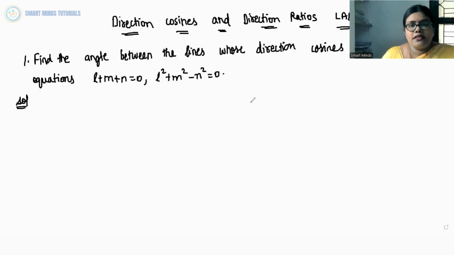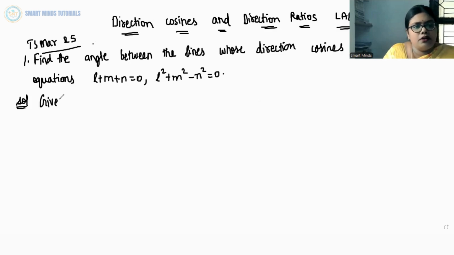Let us cover DCs and DRs LAQs in this class. So let us take the first question. This is very, very important. Last appeared in TS March 25 paper. Find the angle between the lines whose direction cosines satisfy the equations l + m + n = 0, l² + m² − n² = 0.